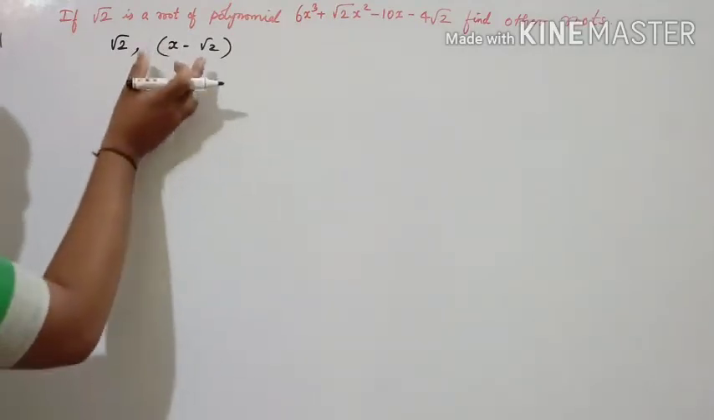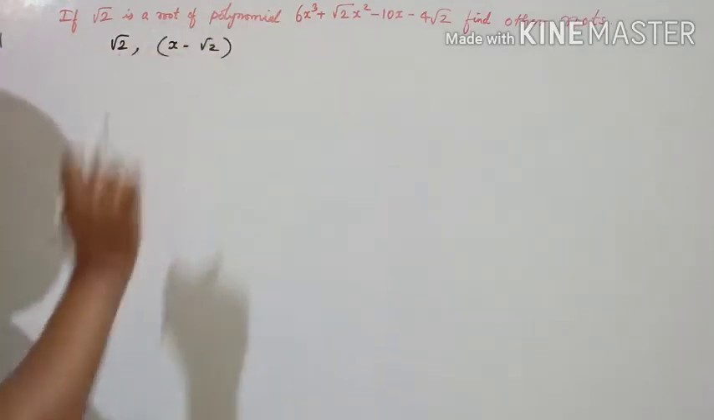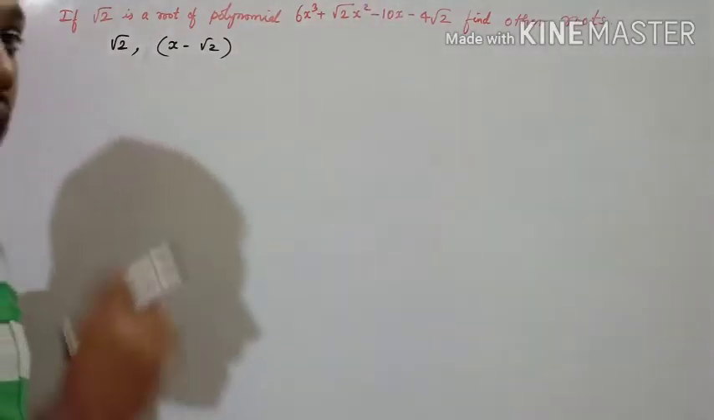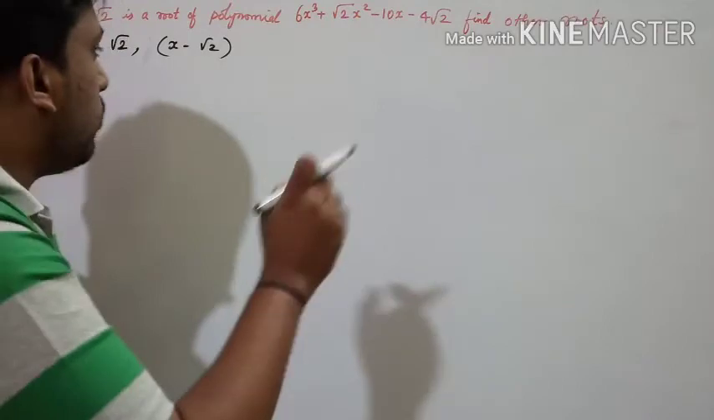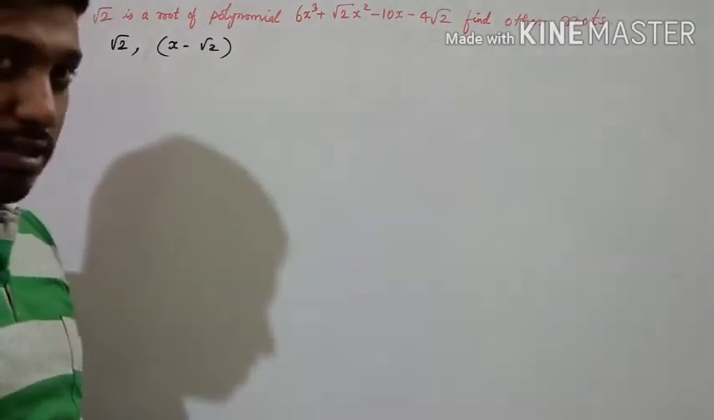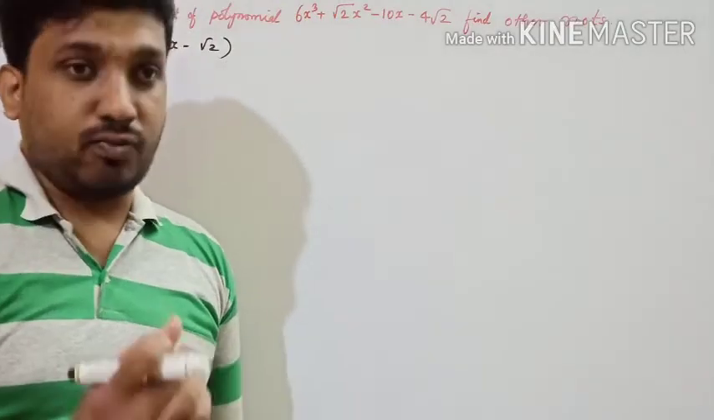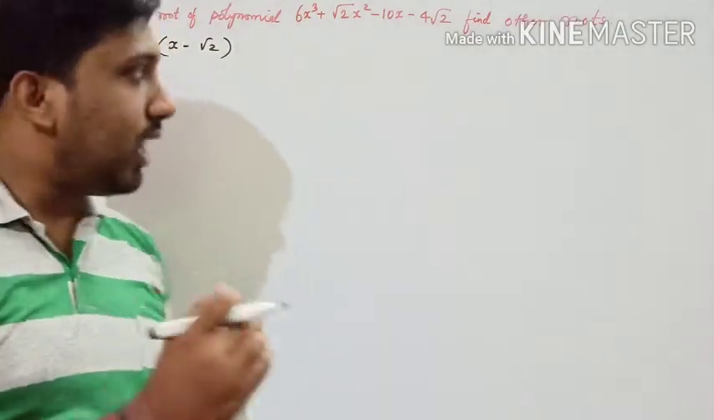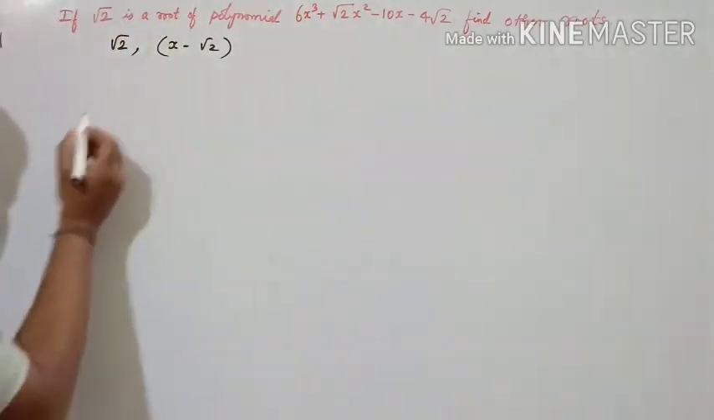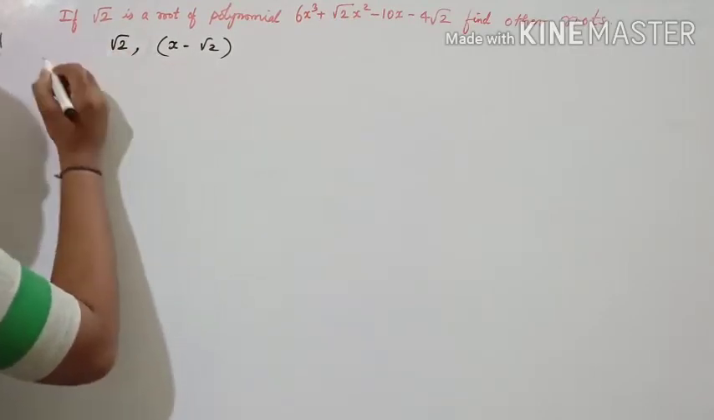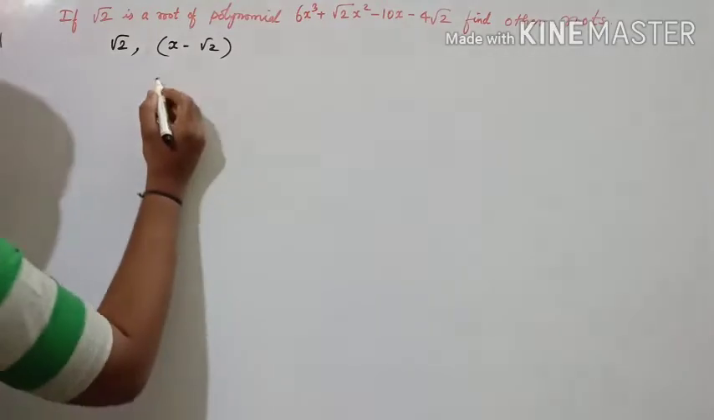Now I have a factor of this particular polynomial, so that I can divide this by this. Whenever I divide a cubic polynomial by such a divisor, I will be getting the quotient as a quadratic polynomial. Okay, let's do that and see what's going to happen. Now I have a root root 2 and I have taken the factor that is x minus root 2. So now I am going to divide this.